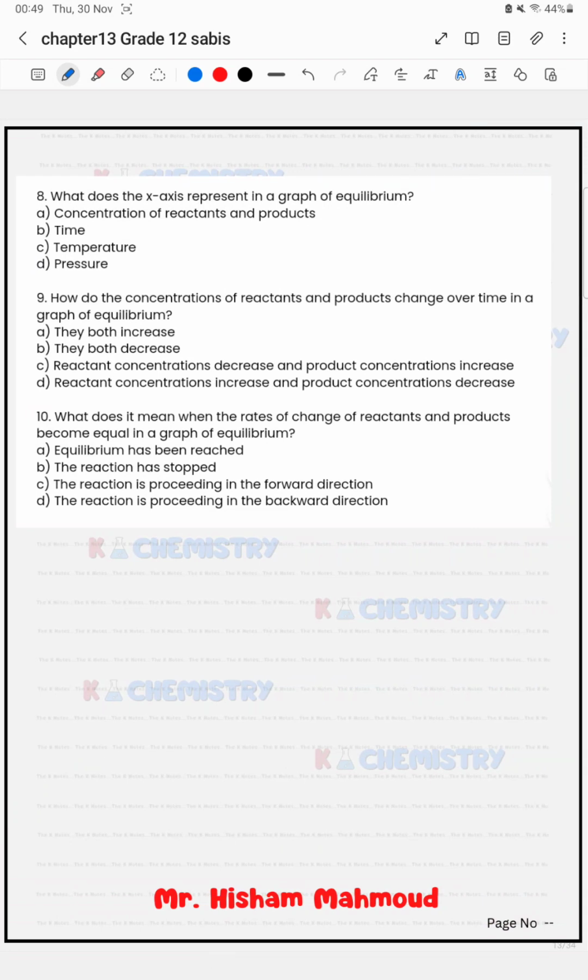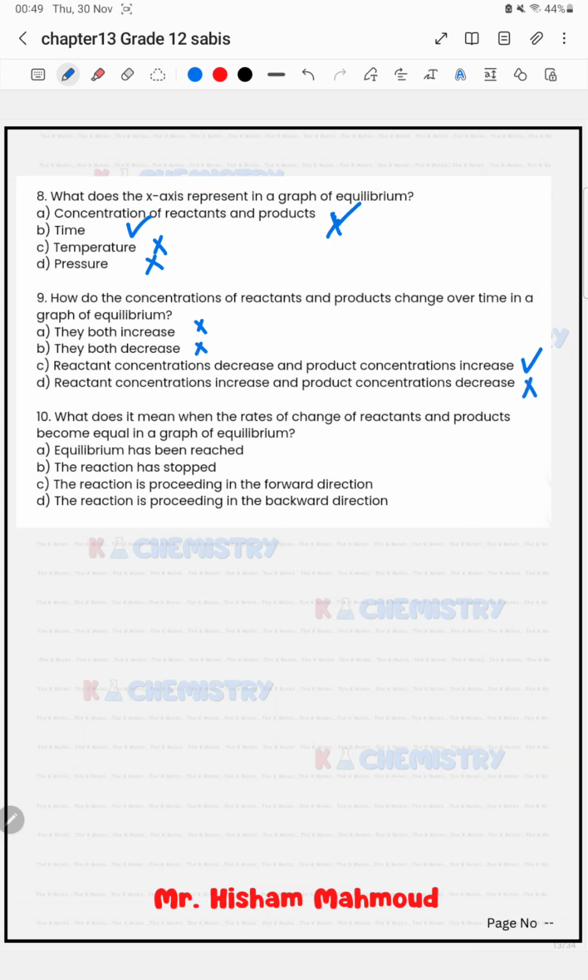What does the x-axis represent in a graph of equilibrium? The concentration of reactants and products, or time? No, the concentration is only in the y-axis. The time is in x. Temperature and pressure is not correct. How do the concentration of reactants and products change over time? The reactants concentration decrease? No. They both decrease, they both increase. The reactants concentration increase and the products concentration decrease. The reactants decrease and the products increase.